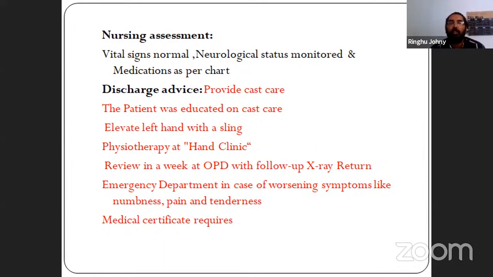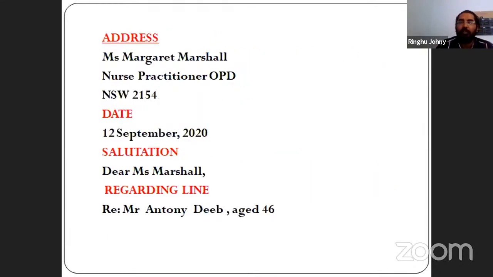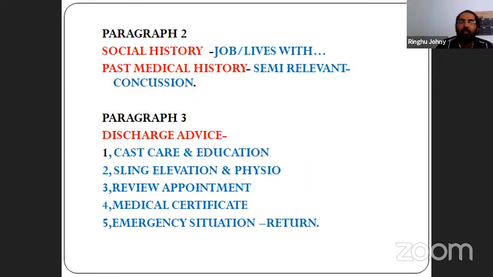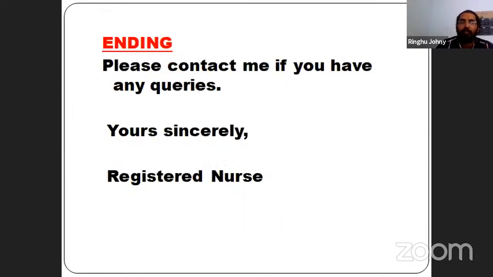Five sentences. I will repeat. The first sentence should be about the provided cash care and the re-education. Second sentence about sling and physiotherapy. Third sentence about review. Fourth one about medical certificate. It's in any order, it doesn't matter. And the last one about in case of any worsening symptoms. So I hope that's clear for everyone, like we discussed.